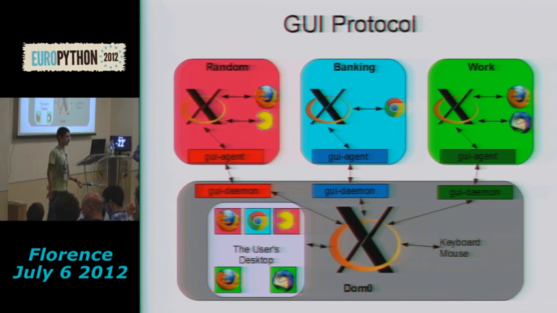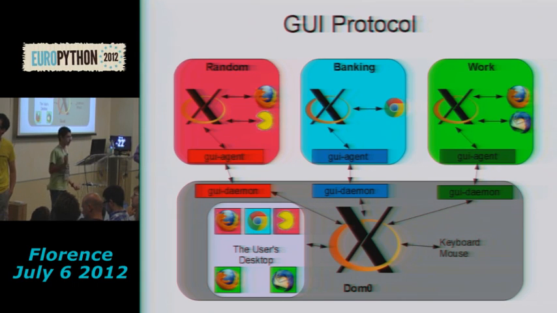Every VM has its own X server. Dom0, of course, has the X server because it needs to run the display. Now the other domains have an X server because Firefox and the applications want to talk to an X server. And we couldn't let them talk to the Dom0 X server because the X protocol is not so secure.